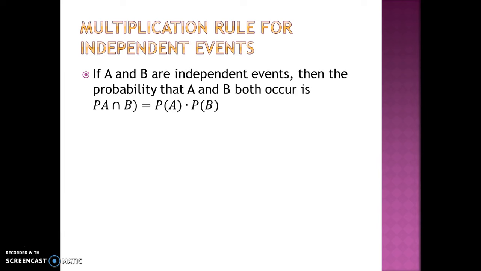If A and B are independent events, the probability that A and B both occur is given by this equation. There should be an open parenthesis in front of that A. The probability of A intersection B is the probability of A times the probability of B. Okay? And that's it.